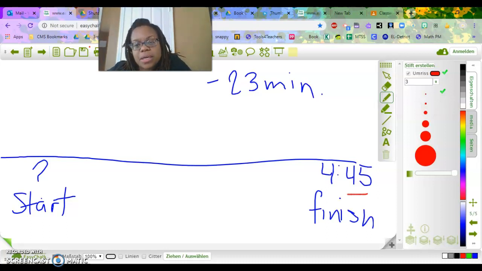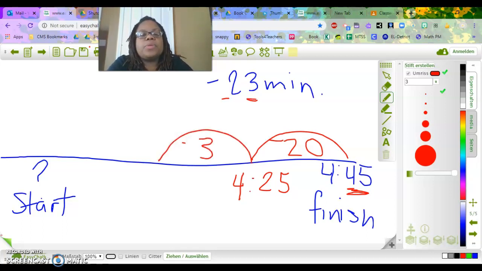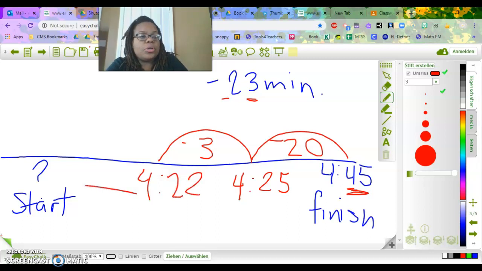My focus is here, not on my hour, but on my minutes. I'm at 45 minutes, so I'm taking 23 from that 45. I'm going to start with my 20. I'm taking away 20 minutes from my 45. It lands me at 4:25. Then I have 3 more minutes to take away. I'm going to minus 3. 25 minus 3 lands me at 4:22. Jordan gets started with his game at 4:22.